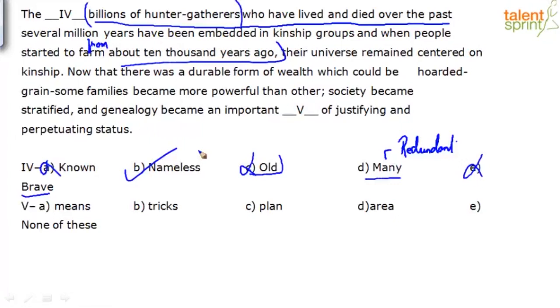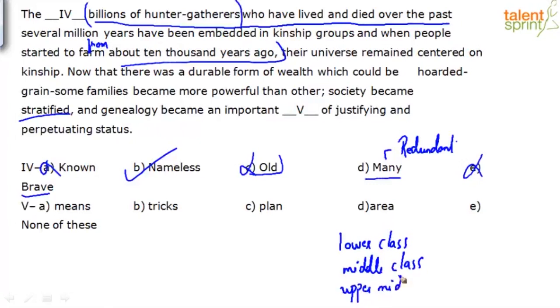Now that there was a durable form of wealth which could be hoarded, grain, some families became more powerful than others. What happened? Society became stratified. Stratified means society started forming some hierarchy. In our society we have it based on class. So you have lower class, you have middle class, you have upper middle class.